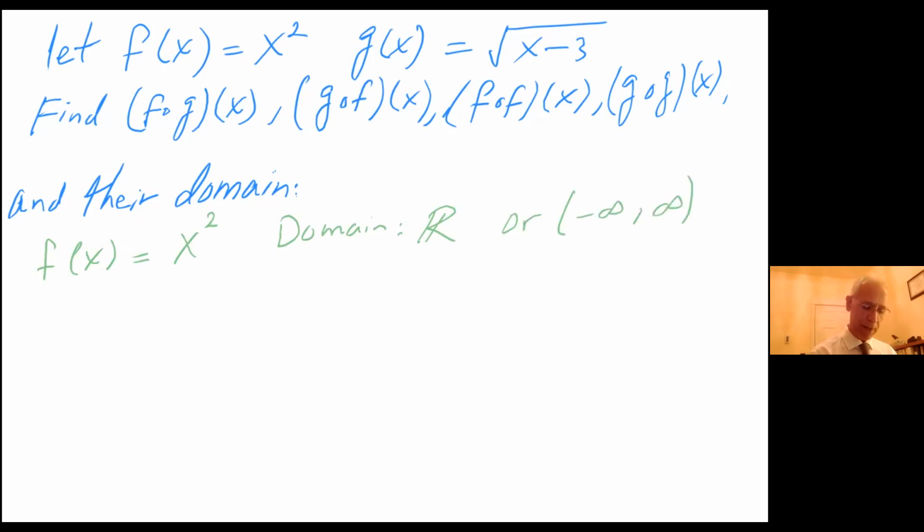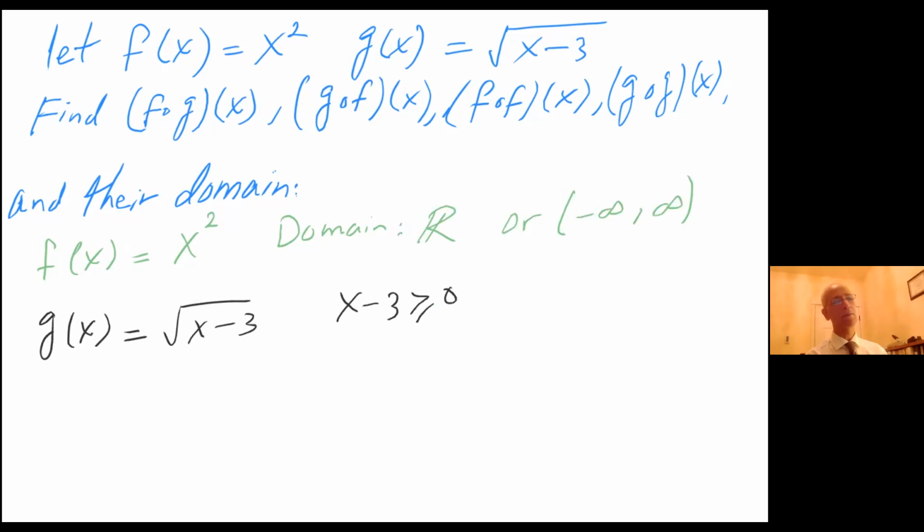How about g of x? Notice that g of x equals square root of x minus 3. And in here, x minus 3 has to be greater than or equal to 0. So x has to be greater than or equal to positive 3.